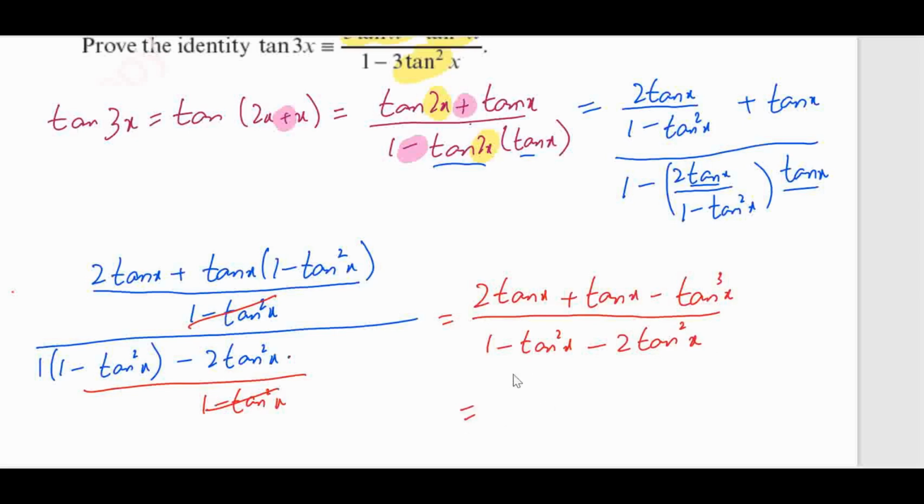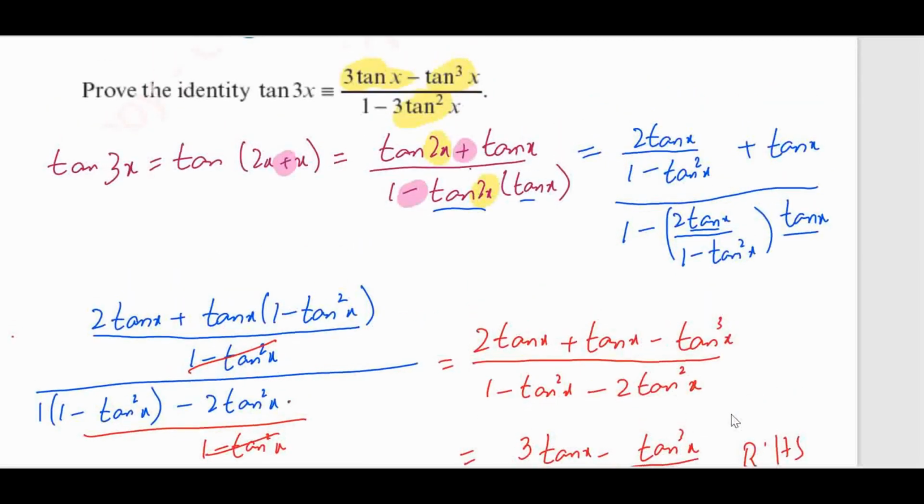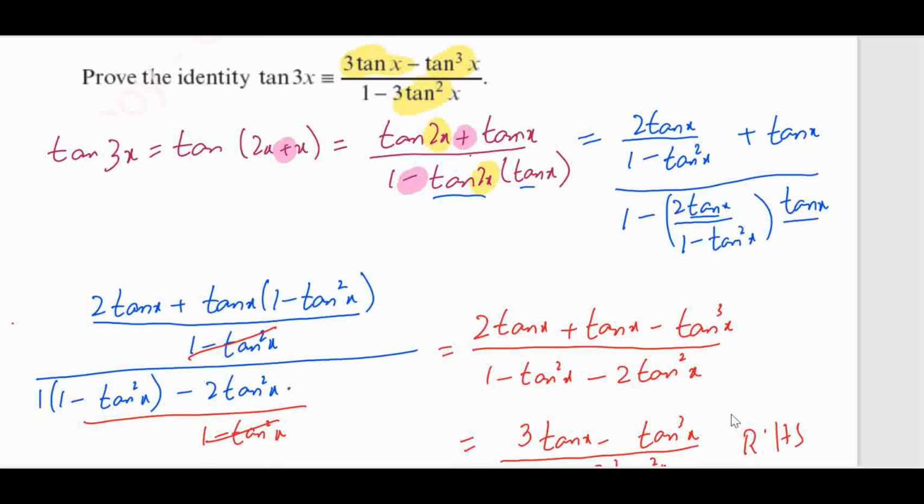If we simplify it further, this will be 3 tan of x minus tan cube of x whole divided by 1 minus 3 tan square of x, which is the right hand side of the question. So you can see that 3 tan of x minus tan cube divided by 1 minus 3 tan square of x.